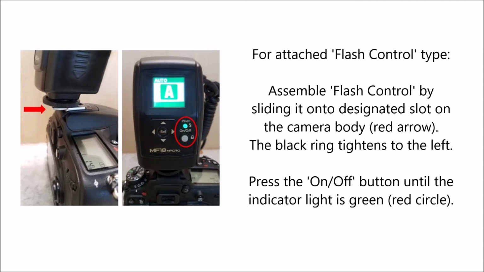For attached flash control type, assemble flash control by sliding it onto designated slot on the camera body, red arrow. The black ring tightens to the left. Press the on-off button until the indicator light is green, red circle.